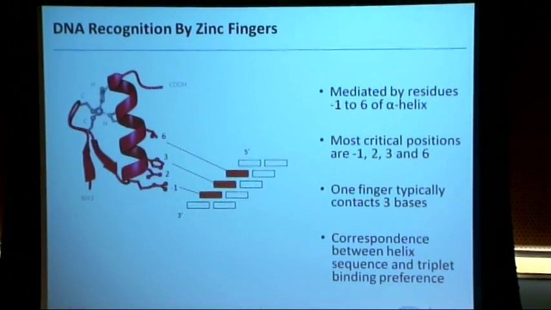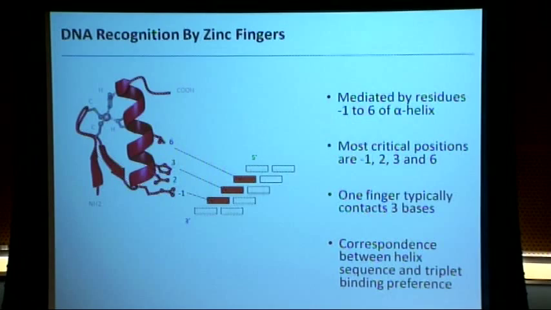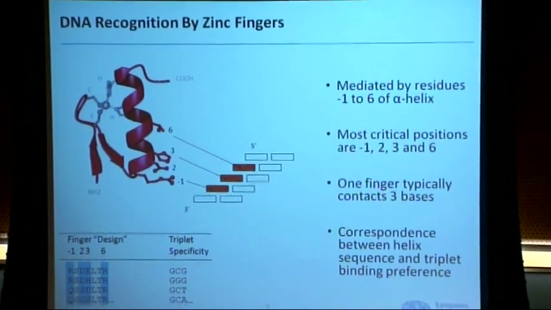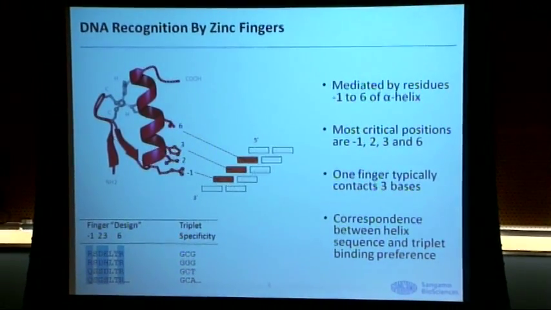On the left-hand side, I'm tilting the zinc finger up to show the critical amino acid positions of -1, 2, 3, and 6. If you make mutations in those positions, those create a different array of amino acid side chains which interact directly with the bases of DNA. And that gives rise to this concept of a finger design in which, depending on the precise amino acid composition of those critical positions, that determines the triplet site specificity.